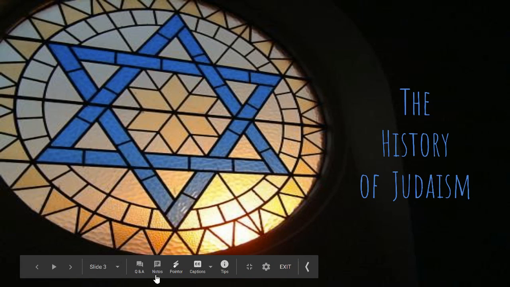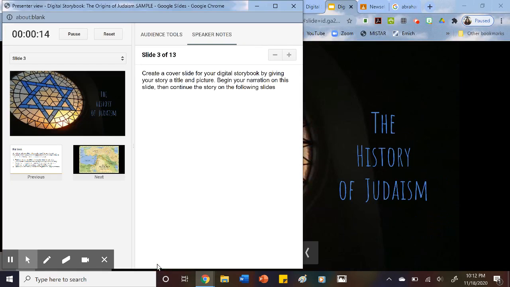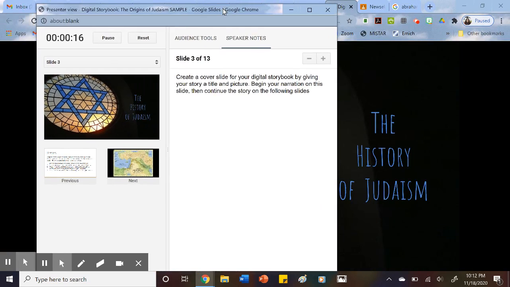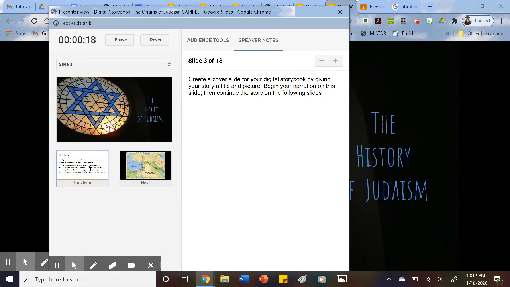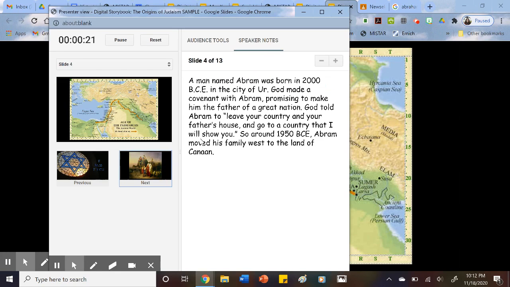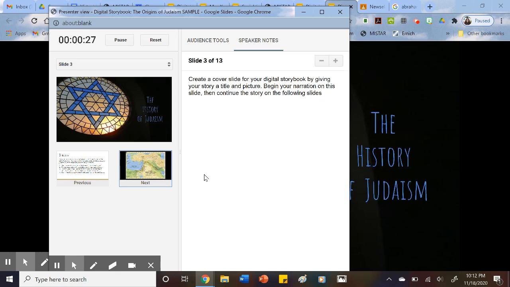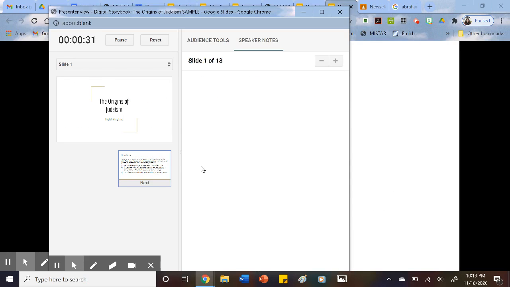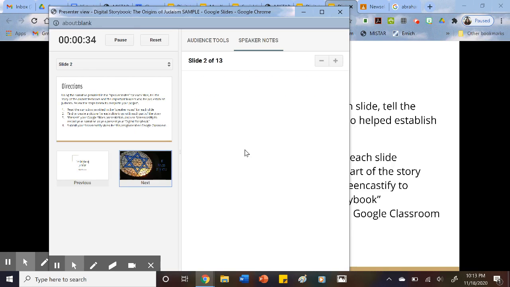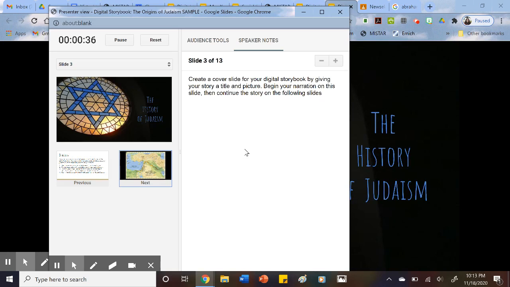So in this bottom bar here, there's a little section that says notes. And then a box will pop up, a window will pop up, and it will have the narrations on here. So exactly what you need to read for your storybook will be right here. And you can just use the arrows to navigate through your storybook. All right, so you want to skip the first two slides because those are just the directions, and you want to start on your cover slide.